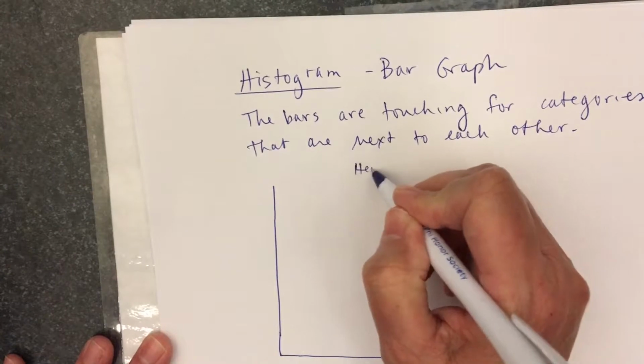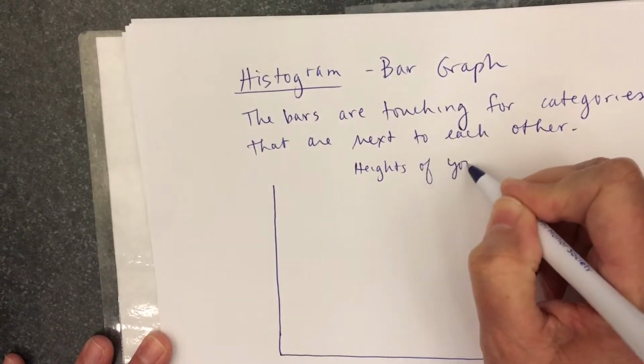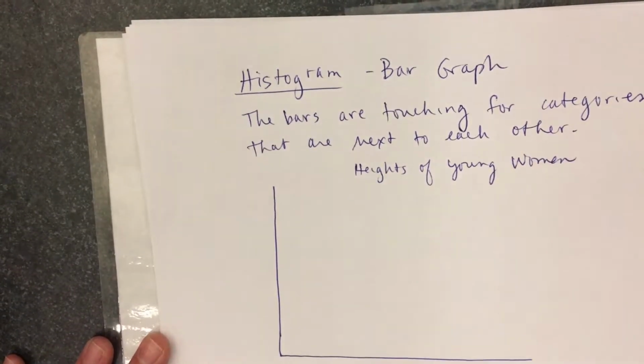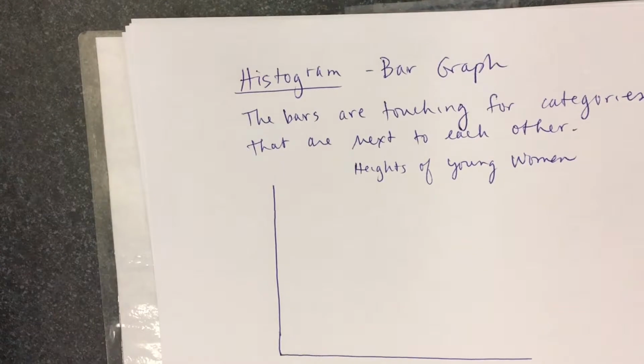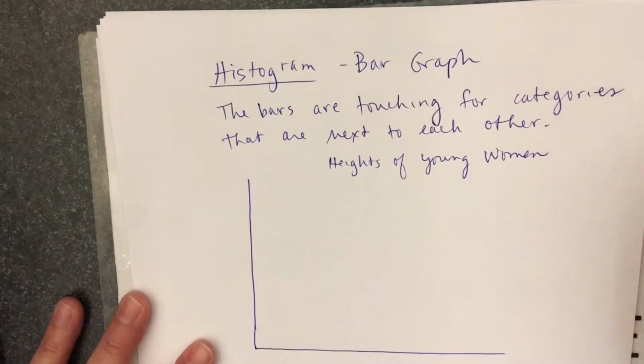Let me give it a title. I'm going to say heights of young women. Maybe heights of college women. If you all were a sample that I thought that maybe the population was college women, and I drew from this class, that would be a sample. Maybe the heights of young women in Math 1029.